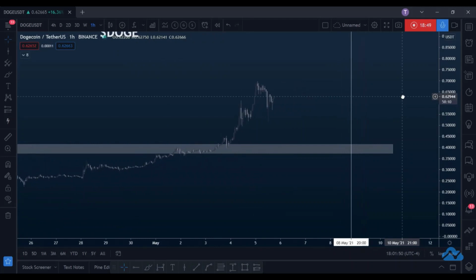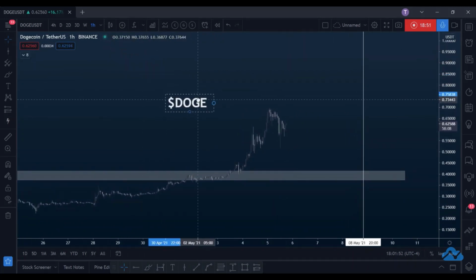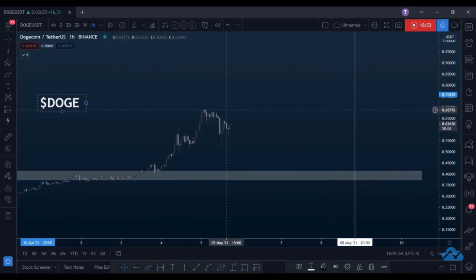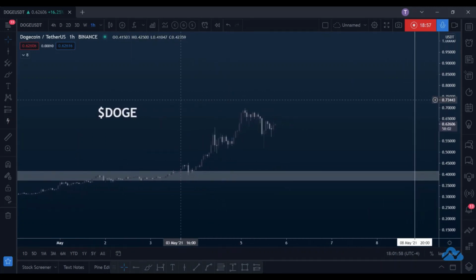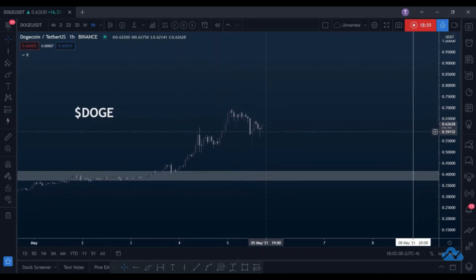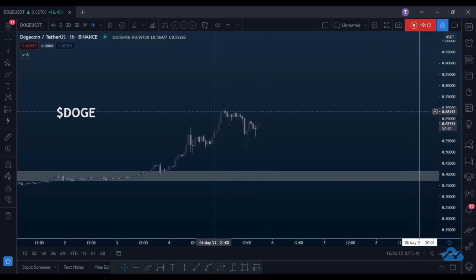So here we are. We have Doge. This is the hourly, and each of these candles represents an hour. You can see the days down here of May. So this is from about the 4th and the 5th, so just the past 2 days.